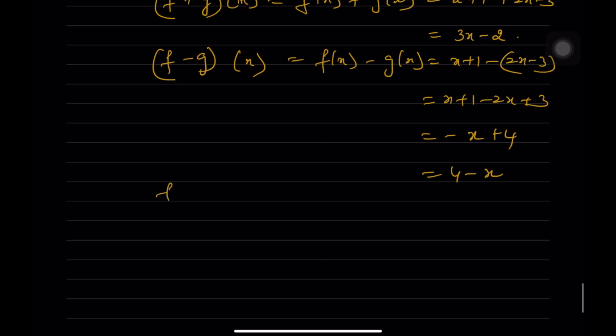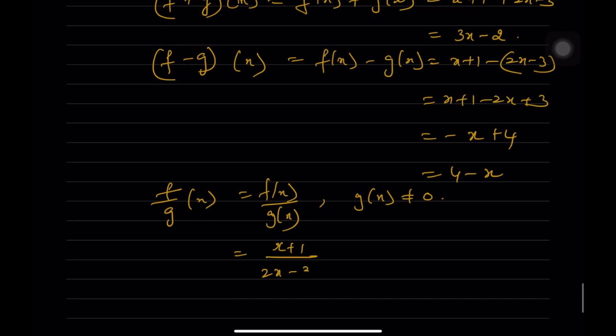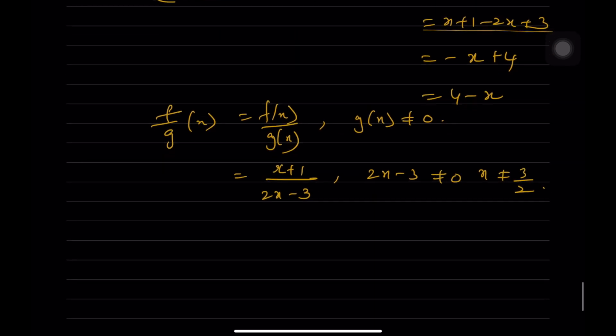Now what is f by g of x? It is equal to f of x by g of x, which implies g of x is not equal to 0. So that means here you are having x plus 1 divided by 2x minus 3. So 2x minus 3 is not equal to 0 means x does not take the value 3 by 2. So this is equal to x plus 1 by 2x minus 3 for x not equal to 3 by 2. So these are the values of f plus g, f minus g and f by g.